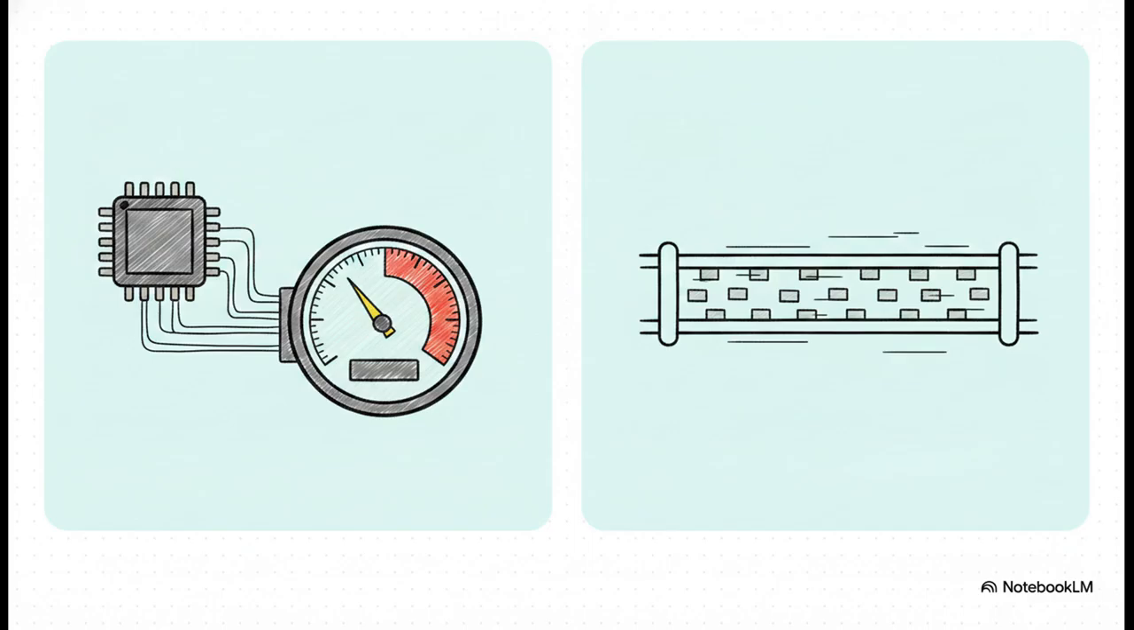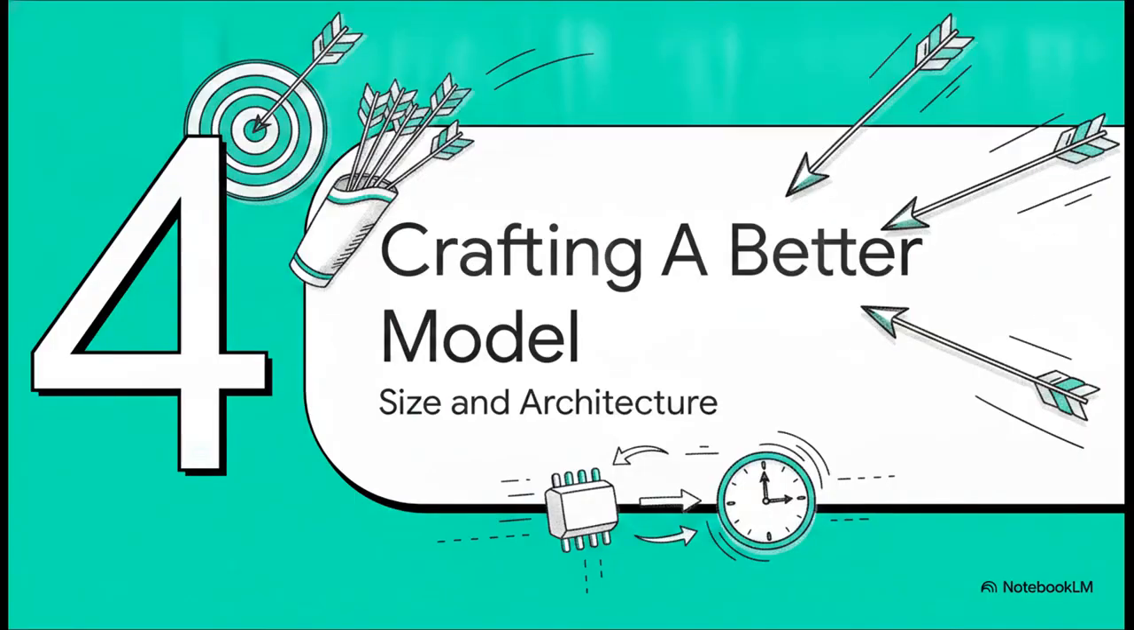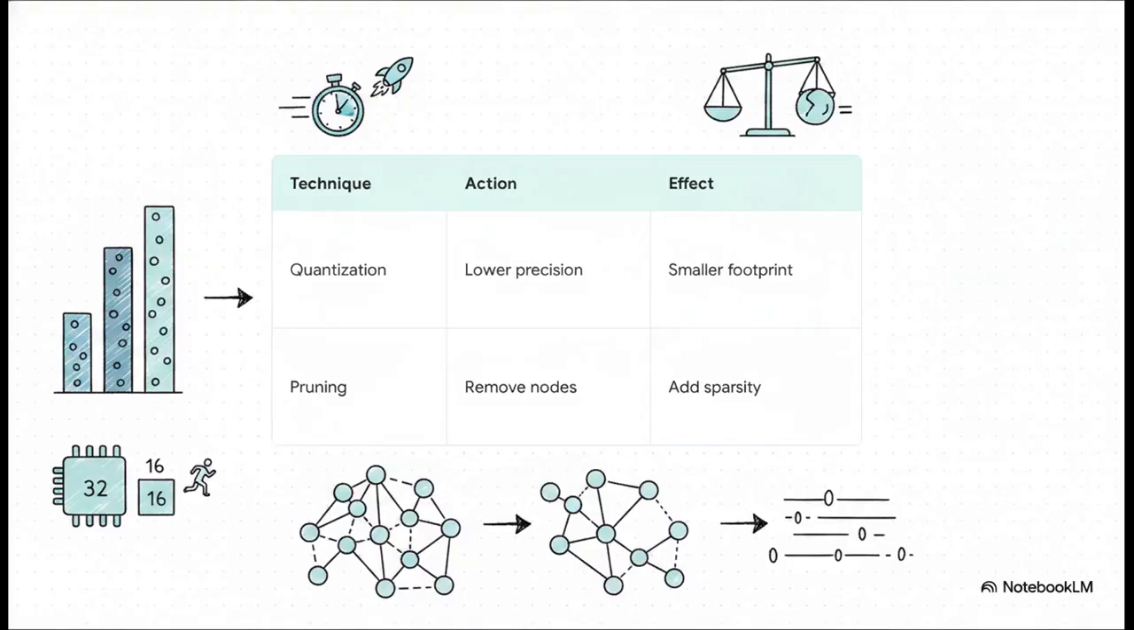Let's shift gears and see how this builds into those micro-level optimizations. Part 4. Crafting a better model, looking at size and architecture. We're moving down to the model level now, really focusing on improving the arrows in our archery metaphor. The golden rule here? Making a model smaller almost always makes it faster.